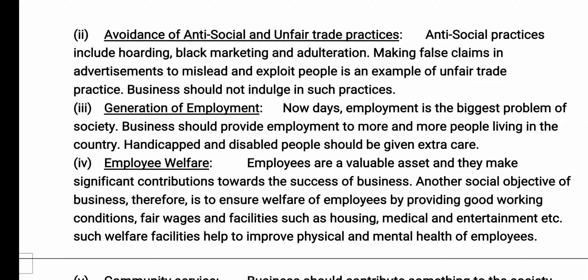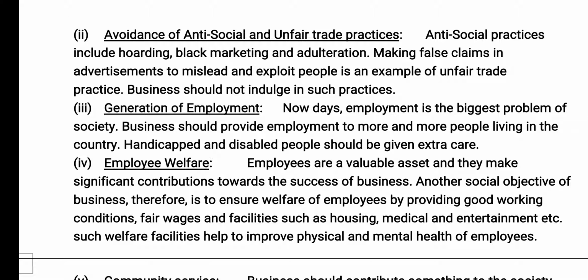So it means that if you want to give something good to the society, you should not do hoarding, black marketing, and adulteration, or, like in advertisement, show that it is a milk product and use some other things for making it a milk product. So this is not good. We should avoid using these kinds of practices.